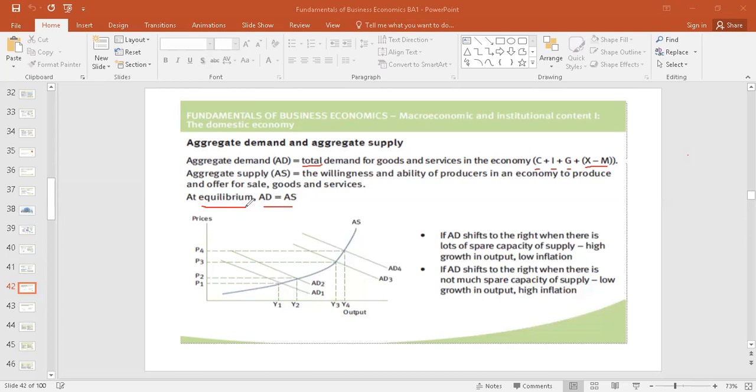So if AD shifts to the right, we see that the demand curve slopes downwards. We know that. So if there is a demand and that demand shifts to the right, when there is a lot of spare capacity of supply, we get high growth in output and low inflation. So right side is this side. When would it move to the right side? When AD shifts to the right, from here it is moving towards this side, right side.